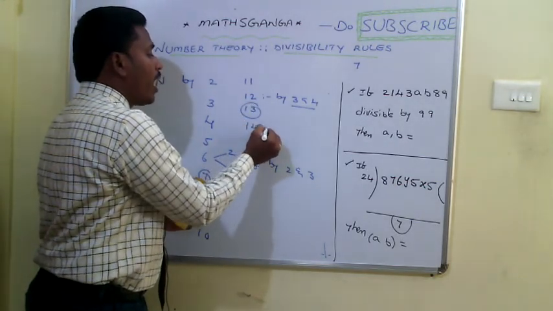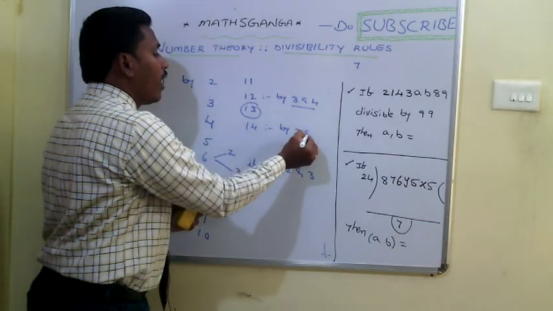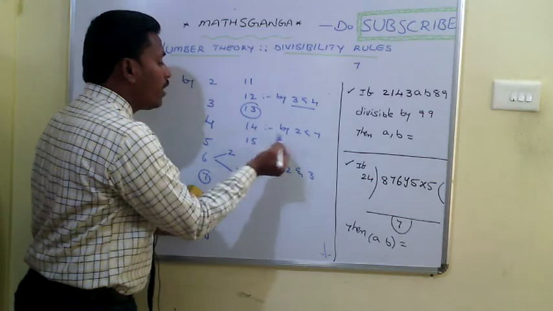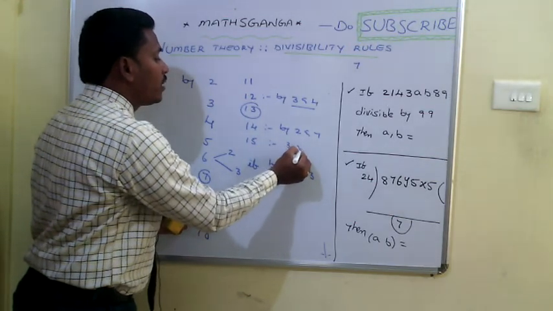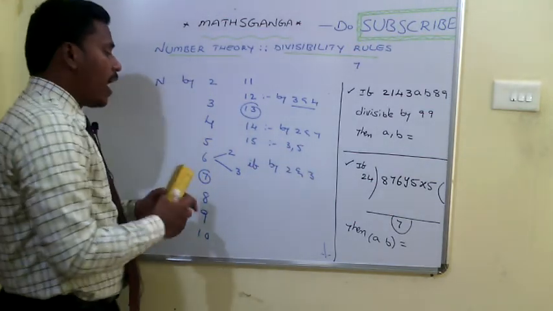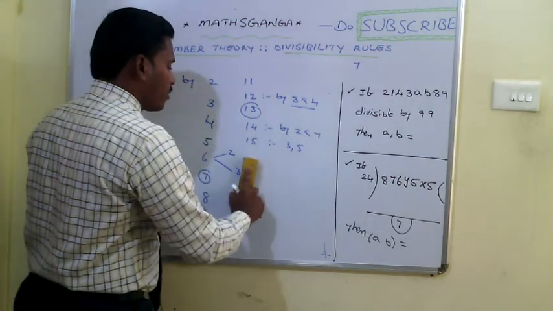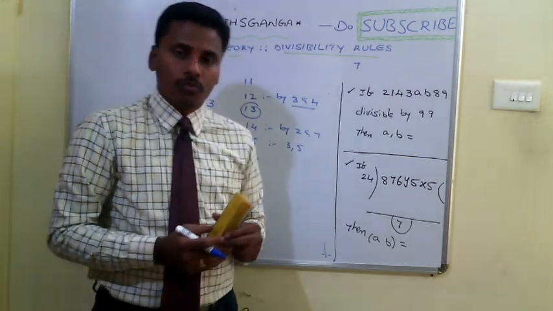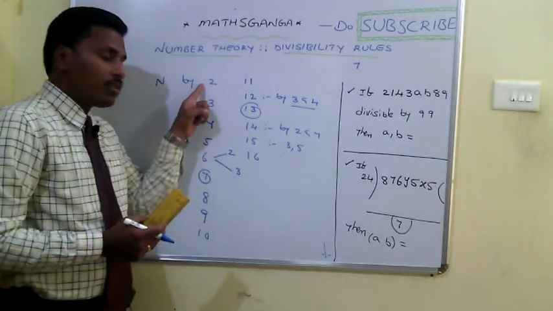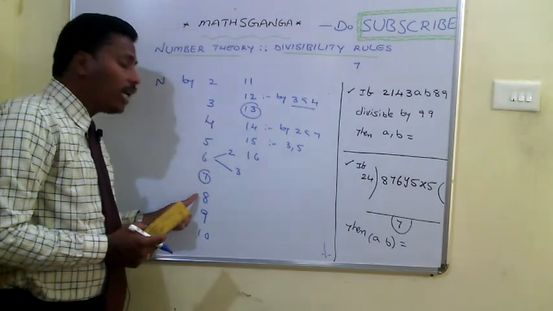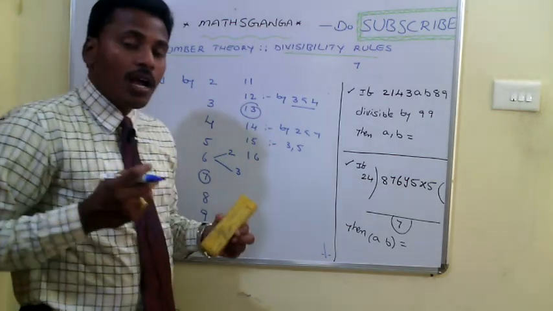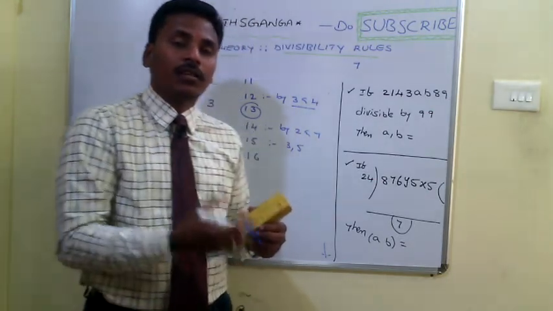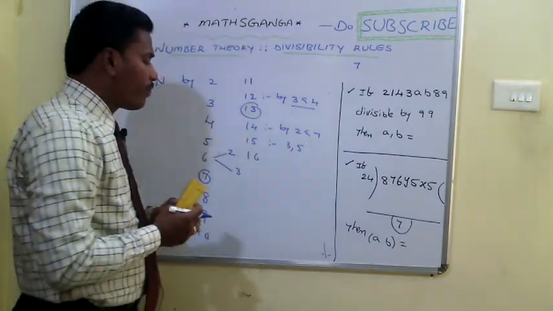Coming to 14, a number is divisible by 14 if it is divisible by 2 and 7. A number is divisible by 15 if it is divisible by 3 and 5. The product is 15 as well as they don't have any common factors. And coming to 16, we have the divisibility rules for the powers of 2. See, for 2 last digit, for 4 last 2 digits, for 8 last 3 digits, and for 16 last 4 digits we need to observe. If the last 4 digits are divisible by 16, then the total number is also divisible by 16.